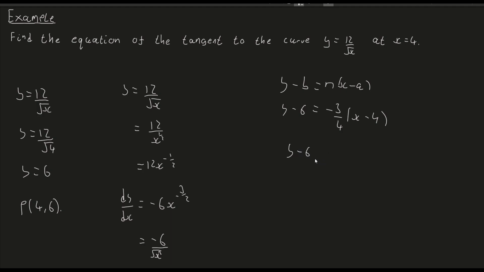So I'll just do it like this. So we'll have y minus 6 equals minus 3 over 4x. And minus 3 over 4 times minus 4, well, 2 negatives make a positive, and those 4's cancel. So you would just end up with plus 3. And then finally moving the 6 over, we will get y equals minus 3 over 4x plus 9. So just to be clear, the equation of the tangent to the curve y equals 12 over the square root of x when x equals 4 is y equals minus 3 over 4x plus 9.